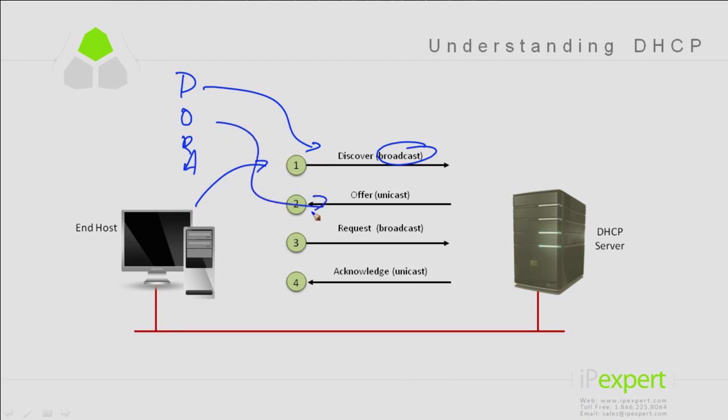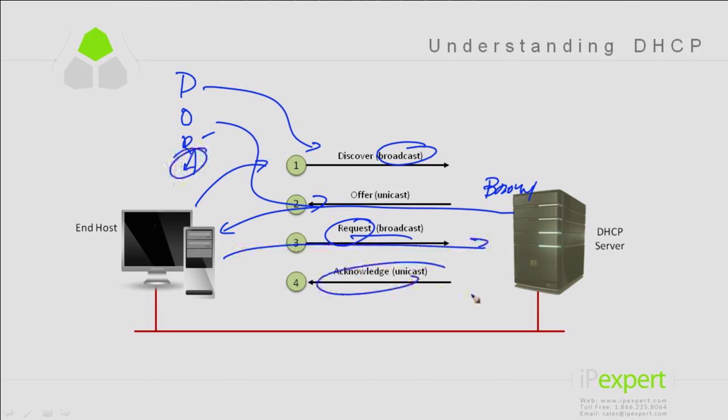The O stands for offer. The server is going to receive the broadcast and it's going to send the IP address to the client in the form of an offer. The R is going to be the request. In other words, the system is going to say, yes, I want to use that address. And then the final A in DORA is going to be the acknowledgement that's going to be sent to the other computer.